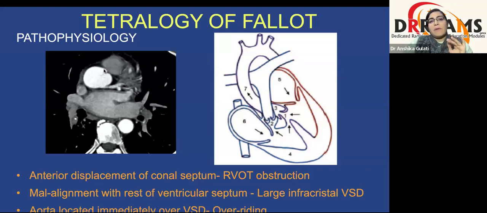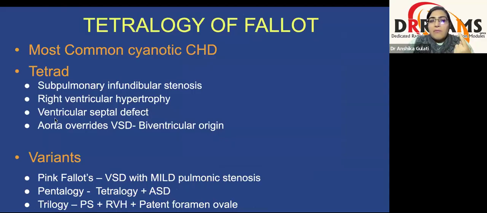So in TOF, what happens? This conal septum is displaced anteriorly. So what will that cause? If this septum is displaced anteriorly, the pulmonary artery will be small in size, there will be infundibular stenosis, and the aorta will be large in size, overriding. Also, normally this conal septum has to align with the interventricular septum. But if it has displaced anteriorly, it will not sit properly on the interventricular septum. So there will be a ventricular septal defect with the aorta overriding it, and because of the infundibular stenosis, there will be increased pressure in the right ventricle, leading to RV hypertrophy. So that is the tetrad of TOF: pulmonary infundibular stenosis leading to RV hypertrophy, and malalignment of the conal septum leading to VSD with aorta overriding it.